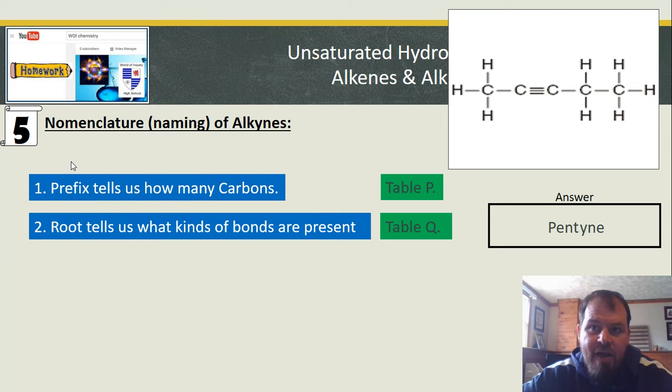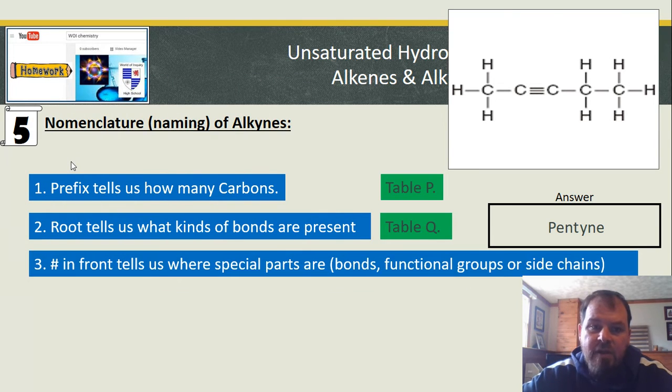Then I do need to count, and I'm going to do this for you. I believe it's going to come up. We need the same deal. The number in front tells us where it is. So I have 1, 2, 3, 4, 5. The triple bond is after the second carbon. If I count the other way, 1, 2, 3, from my right to my left, it would be at the third carbon. So 2 is lower than 3, so 2 wins.